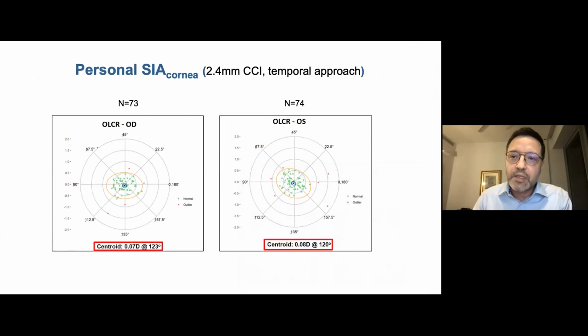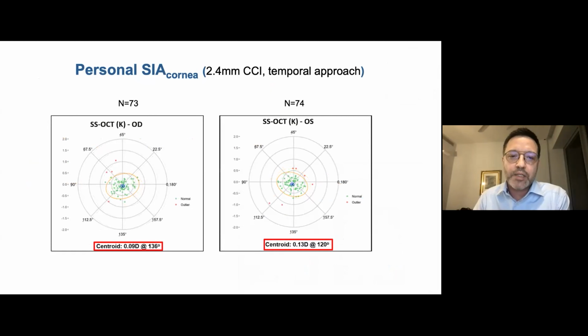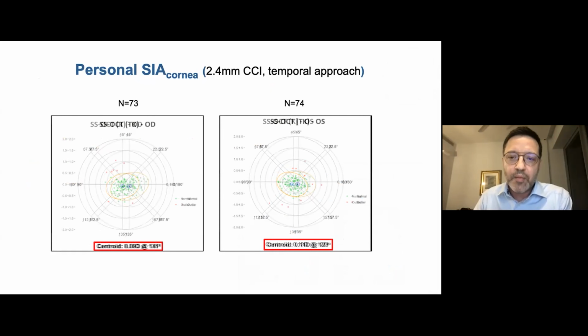Now, here you can see my personal corneal SIA values with the Lenstar device. They came out as 0.07 diopters for the right eyes and 0.08 for the left eyes. Now, I did a repeated analysis for the same eyes, but using the IOL Master 700, and it came out very similar. And the same goes for the total keratometry.